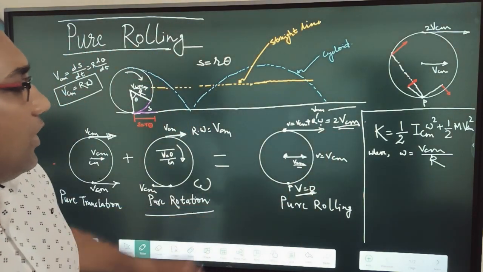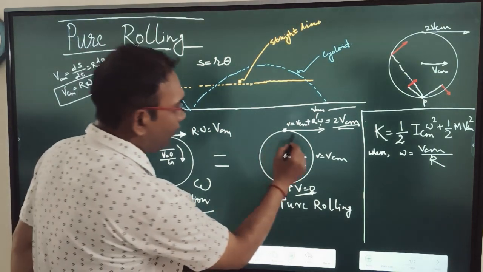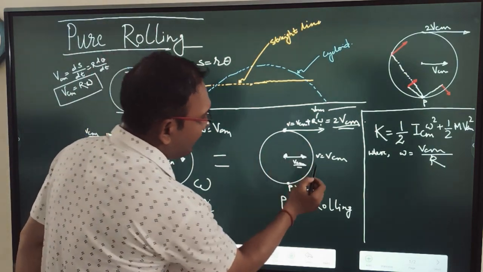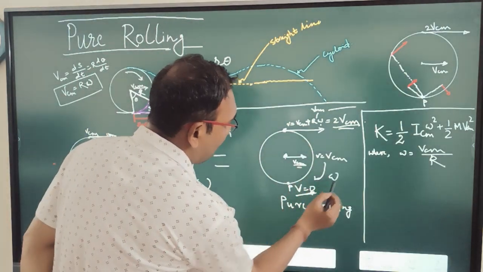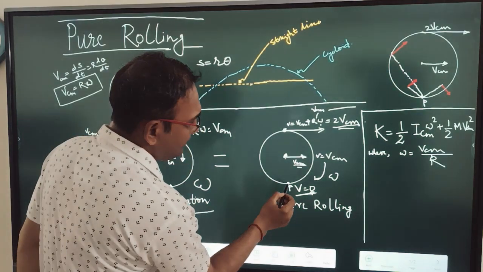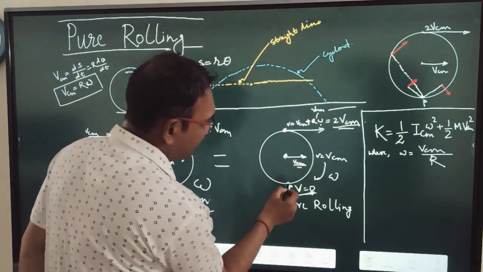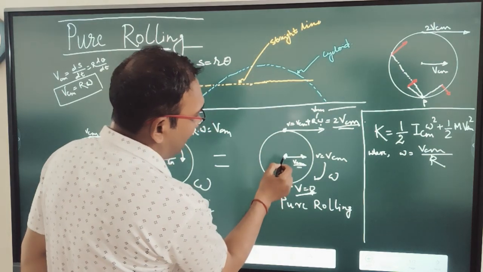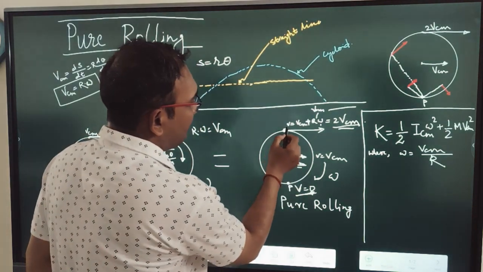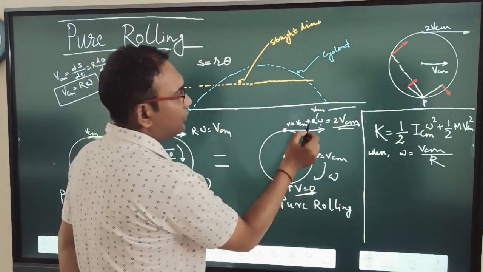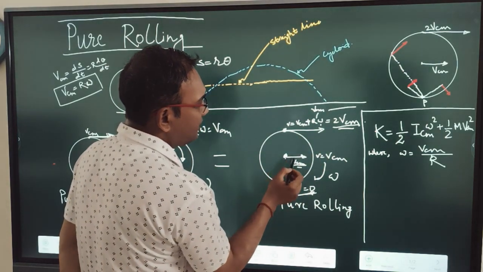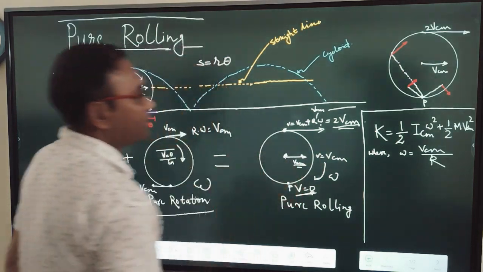So, a very important concept. If you look at this pure rolling, this is rotating at omega, whereas this point is at instantaneous rest. This center is at the linear velocity VCM, and this top point is V is equal to 2 VCM, meaning twice the velocity of the center of mass.